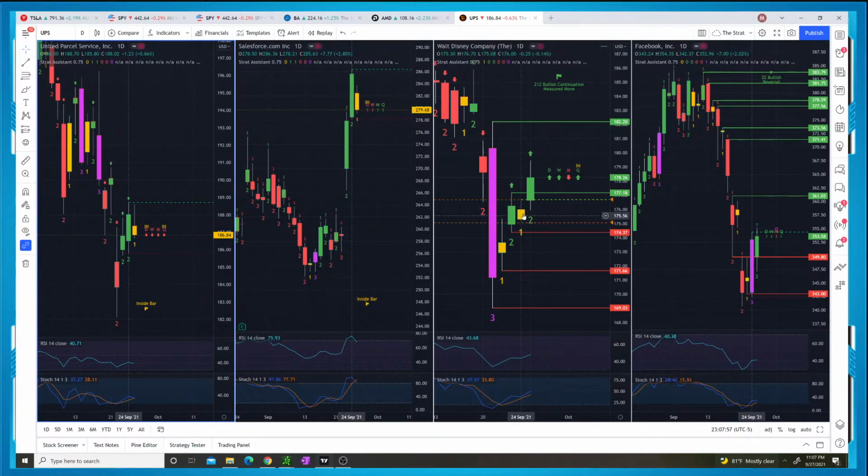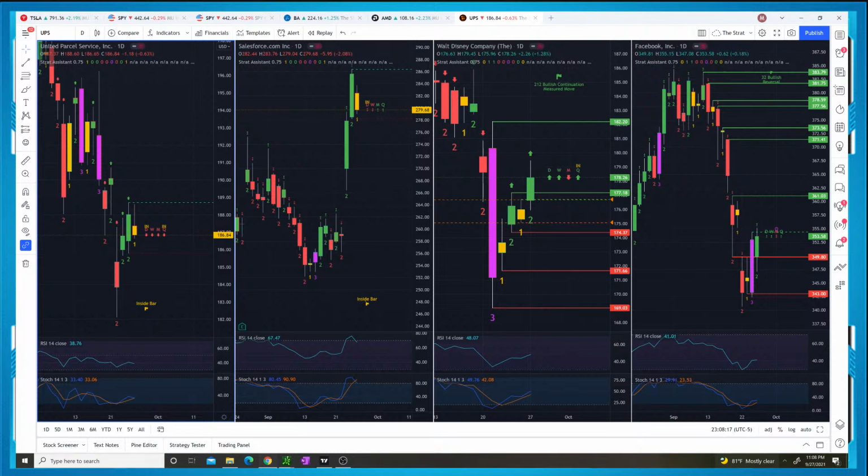So Disney was one of the ones I was kind of watching, I believe yesterday. This inside candle, I was looking for either a 212 continuation, which is what ended up happening here, or you can also get a 212 reversal. And I'll go ahead and show y'all exactly what I'm talking about.